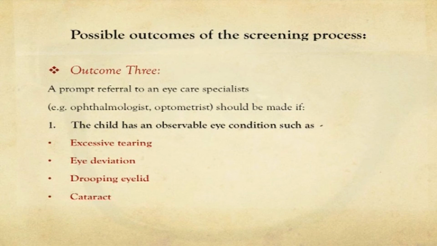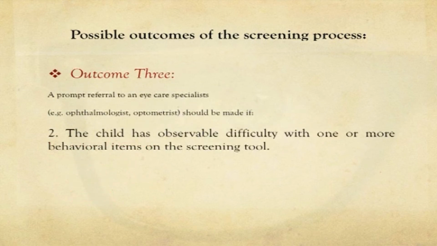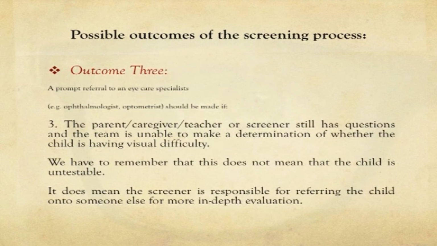A prompt referral to an eye care specialist, for example, an ophthalmologist or optometrist, should be made if the child has an observable eye condition such as excessive tearing, eye deviation, drooping eyelid, cataract, and so on. The child has observable difficulty with one or more behavioral items on the screening tool. The parent, caregiver, teacher, or screener still has questions and the team is unable to make a determination of whether the child is having visual difficulty. We have to remember that this does not mean that the child is untestable. It does mean the screener is responsible for referring the child on to someone else for more in-depth evaluation.